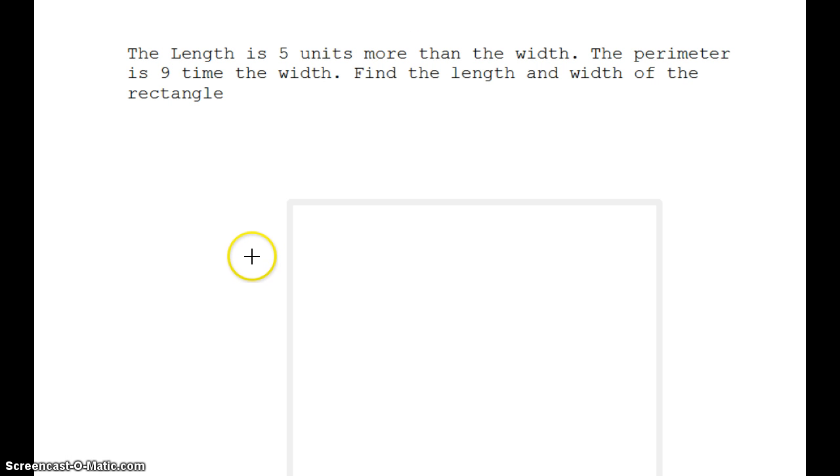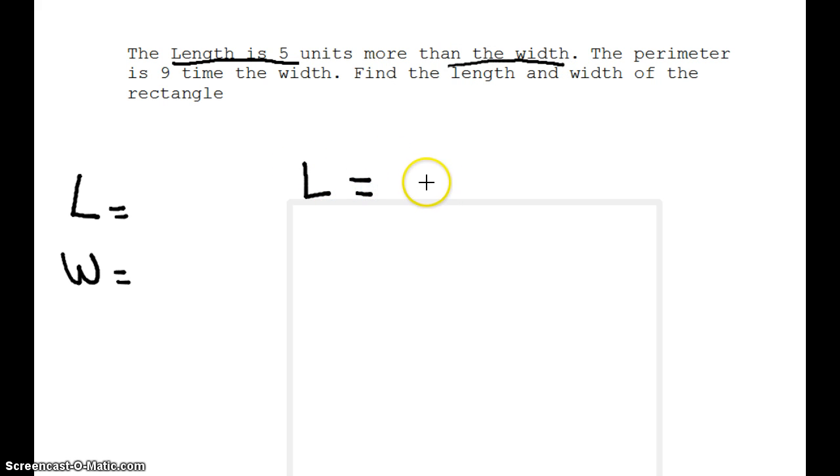The length is 5 units more than the width, and the perimeter is 9 times the width. Find the length and width of the rectangle. So they want us to find the length, and they want us to find the width. I said that if we have two unknowns, we should have at least two equations. So let's see if we can find two equations. It says here the length is 5 units more than the width. So L is equal to 5 units more than the width, so W plus 5.